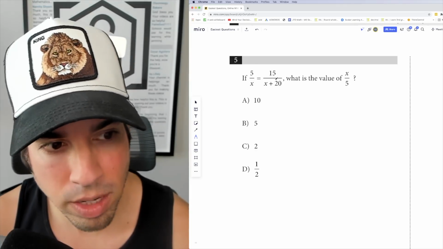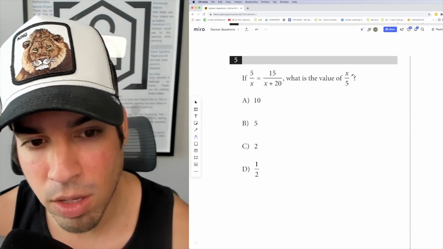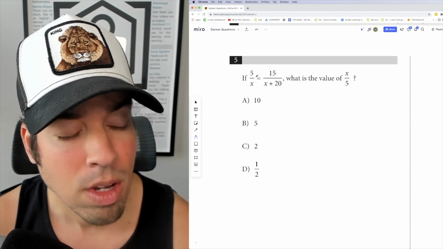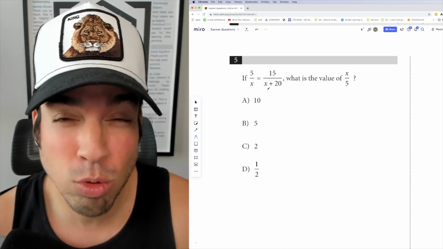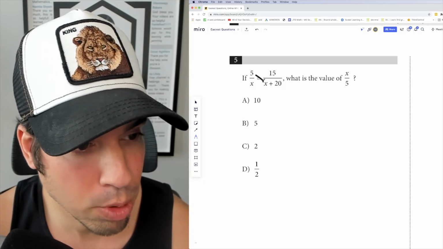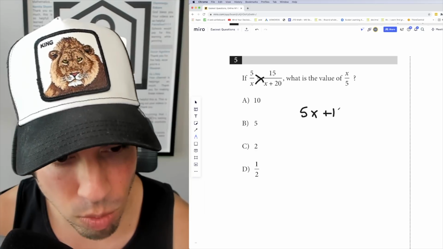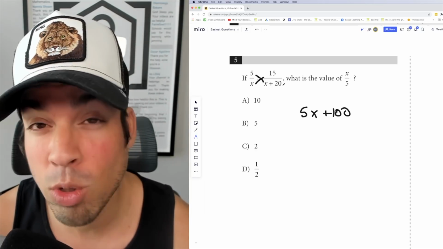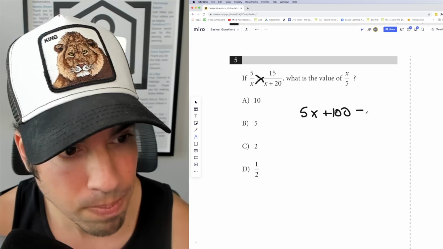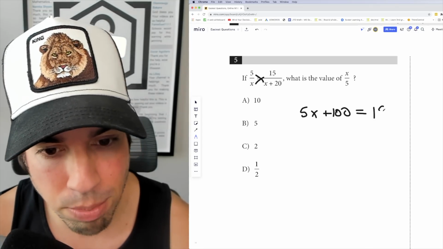Done. If 5 over x equals 15 over x plus 20, what is the value of x over 5? So check it out. Whenever I have a proportion like this, I'm going to just go straight into cross multiplication. Boom, boom. So 5 times x plus 20 is 5x plus 100, because the 5's got to multiply both components, equals 15 times x. Boom, nailed it.